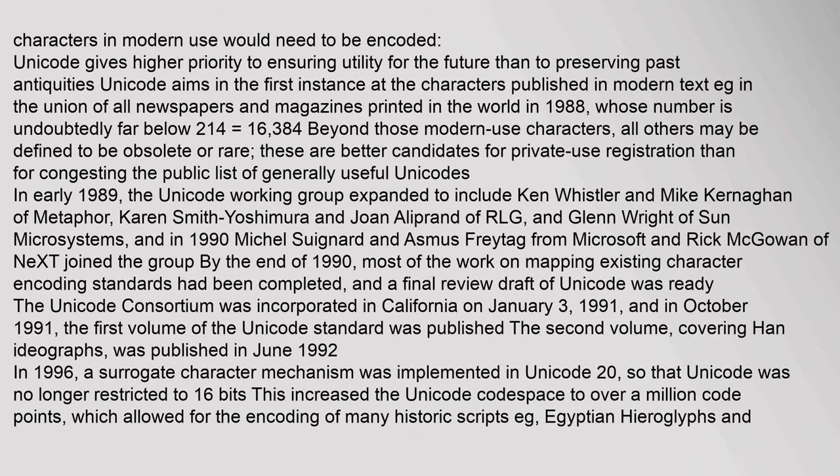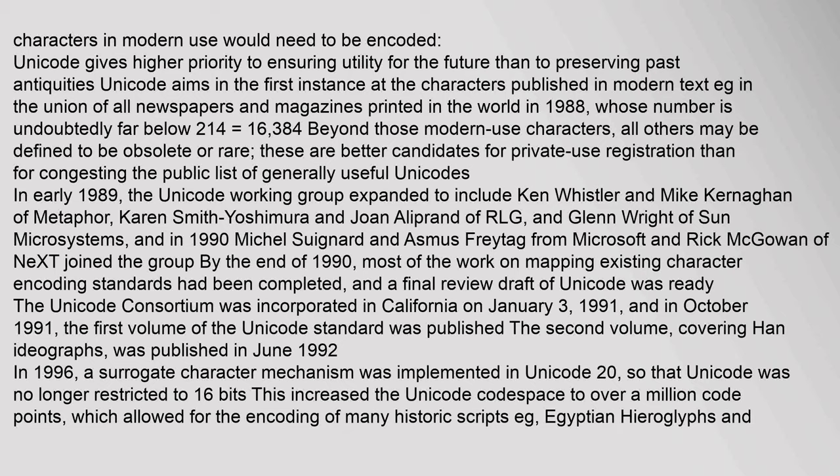Unicode gives higher priority to ensuring utility for the future than to preserving past antiquities. Unicode aims in the first instance at the characters published in modern text, e.g. in the union of all newspapers and magazines printed in the world in 1988, whose number is undoubtedly far below 2^14 = 16,384. Beyond those modern-use characters, all others may be defined to be obsolete or rare. These are better candidates for private use registration than for congesting the public list of generally useful Unicodes.